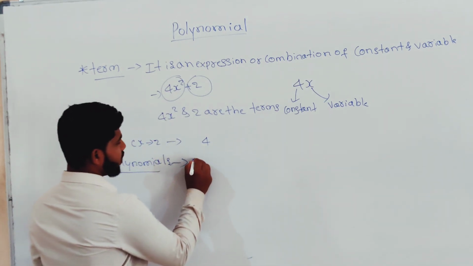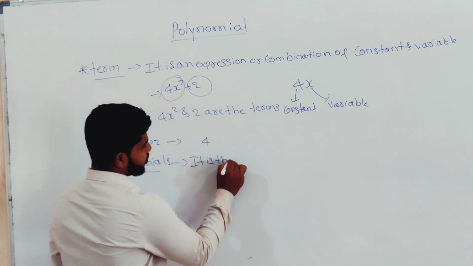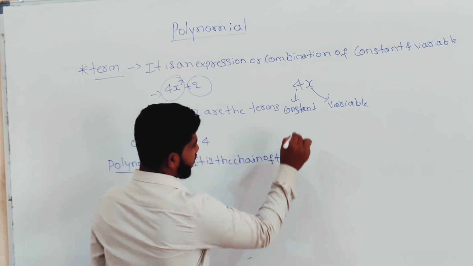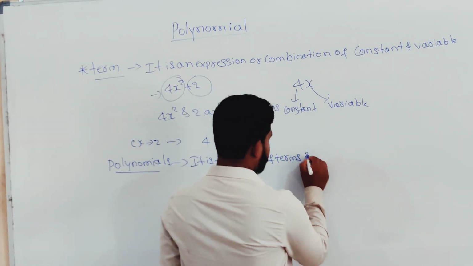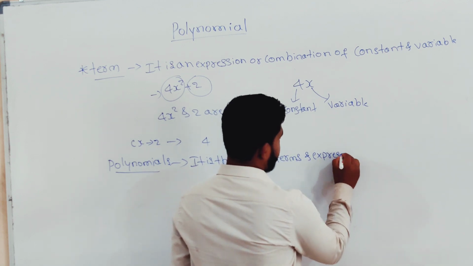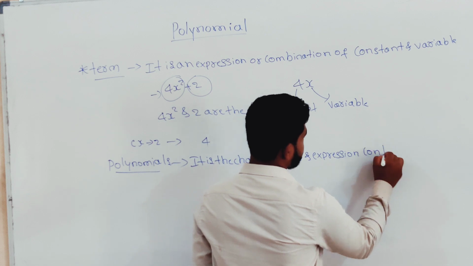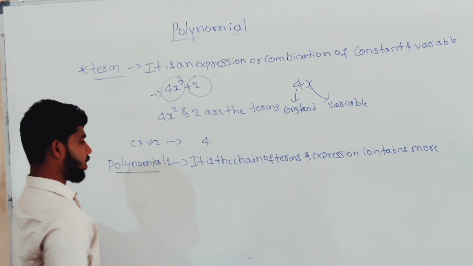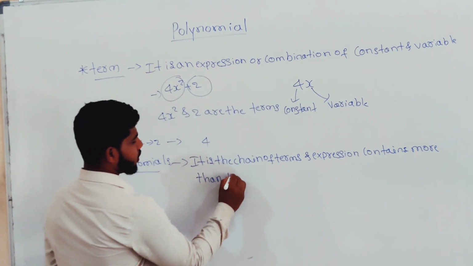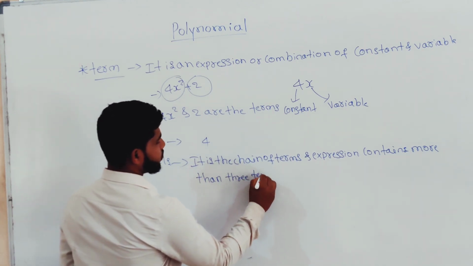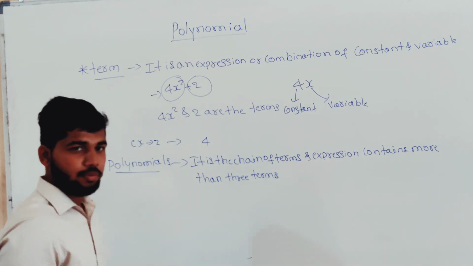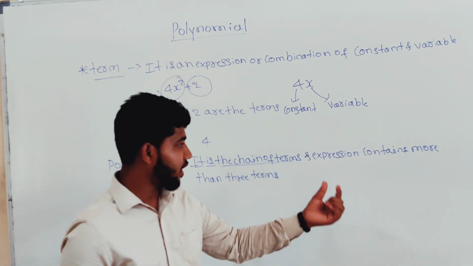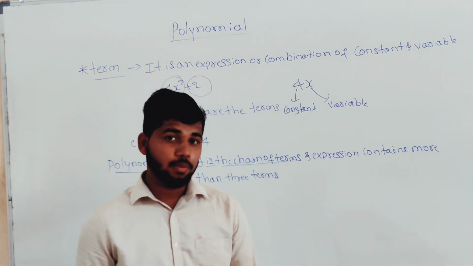What is the definition of a polynomial? It is a chain of terms, an expression that contains more than 3 terms.